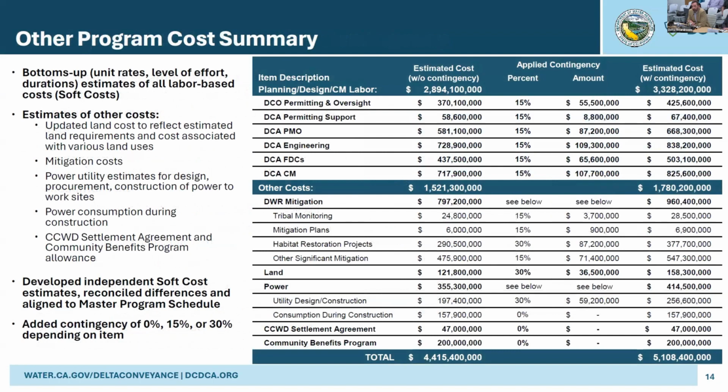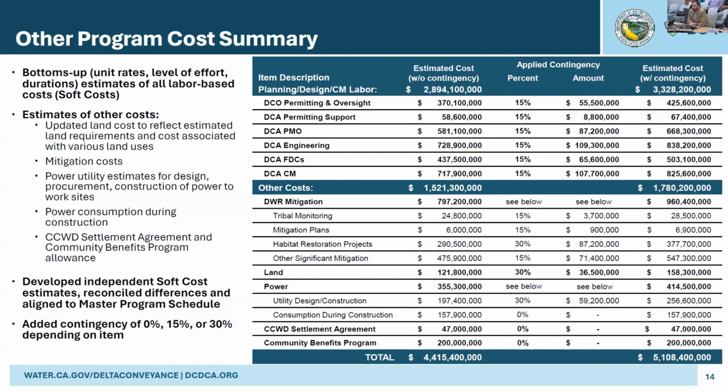So in terms of our other program costs, there's a lot here. I'm not going to read all these words or numbers, but I think it's worth highlighting. So this is the other 1/4 portion of the pie slice that we saw at the beginning. Again, this is all bottoms up work to get to these numbers. I think really the key takeaway within the table, you can see those aspects or elements of the other program costs and the applied contingency.